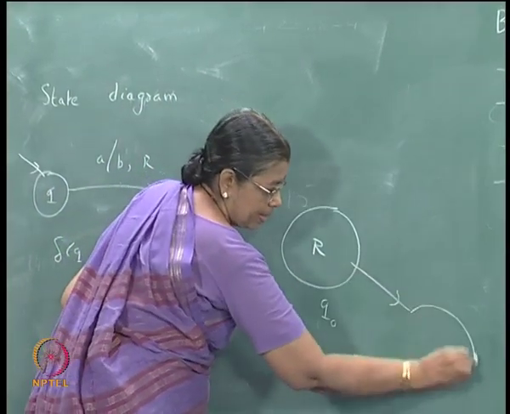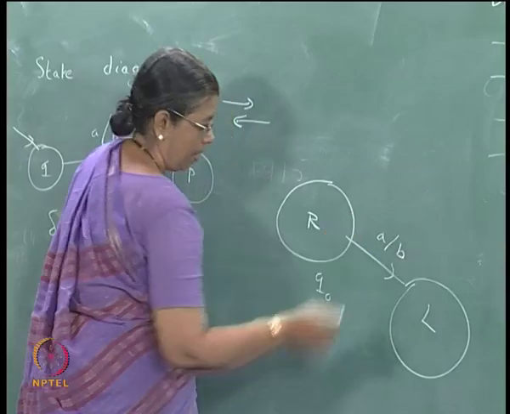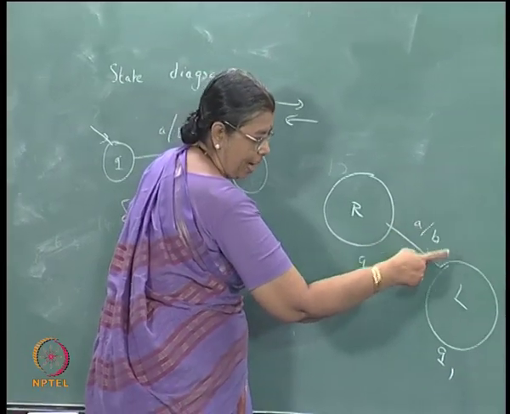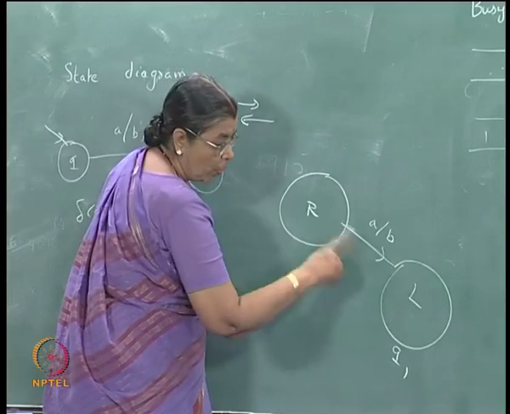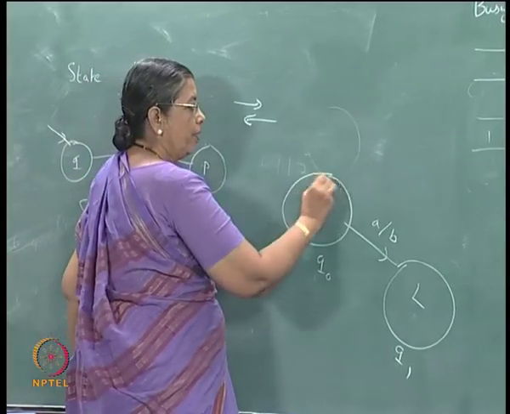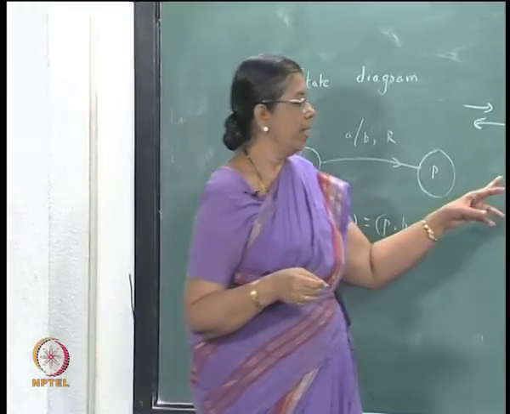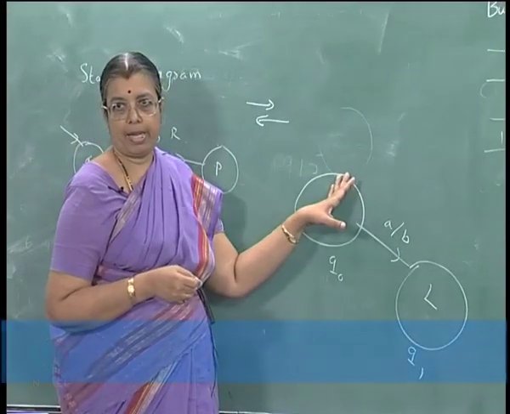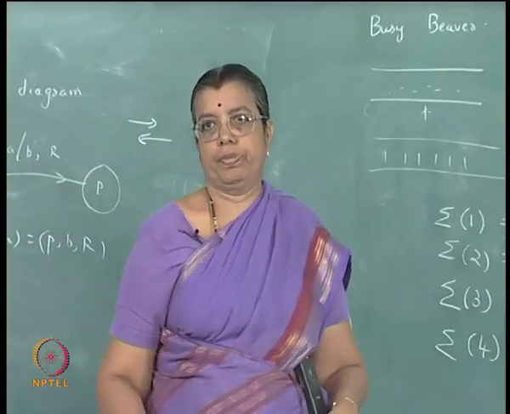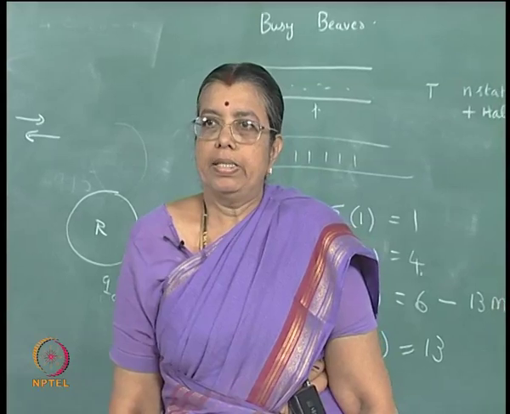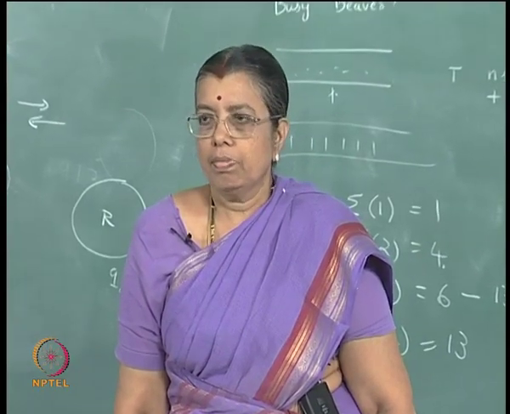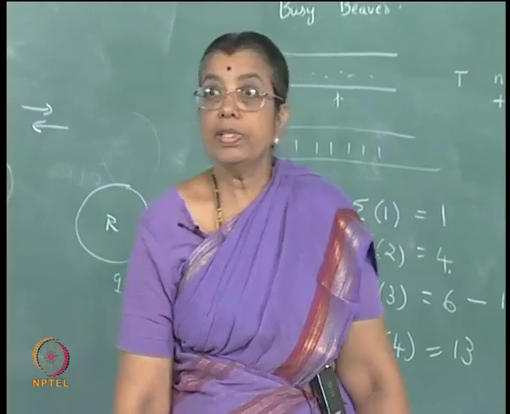And this says that from Q naught after reading a you rewrite it with B and go to Q1 and move left. When you go to Q1, you move left. When you go to Q0, you move right. This is the way the thing is written. And usually, if you just do not rewrite but move right in the same state or move left, self loops will be there. Those self loops are usually not given in the diagram. That is the convention followed in earlier books, books which were written in the 70s and 60s. So, if you take a book, see what notation it is following. Okay. So, with this, I stop.